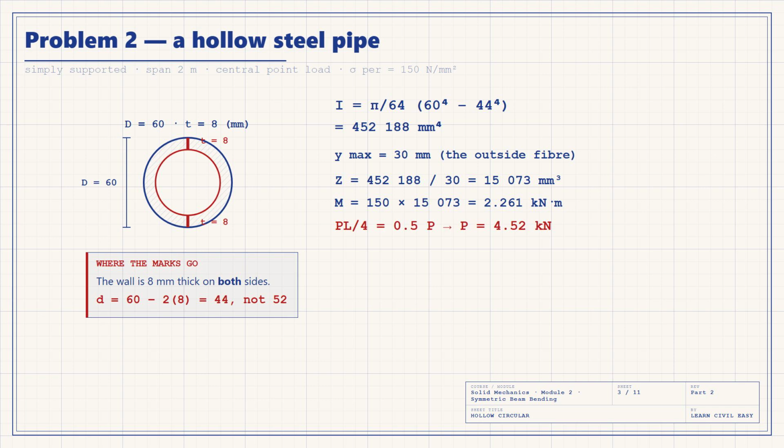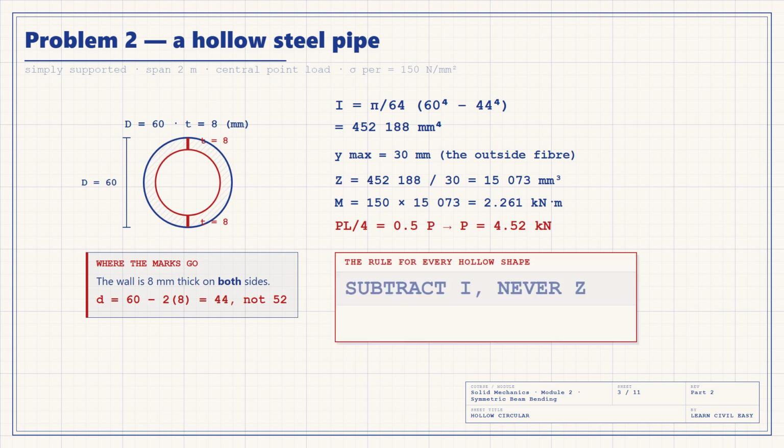Moment capacity is 150 times that, 2.261 kilonewton meters, and for a central point load, the maximum moment is PL over 4, which is 0.5 P. So P is 4.52 kilonewtons. Notice the pattern for any hollow shape. Work out the whole solid section, work out the whole subtract. Never subtract the section moduli. Subtract the second moments of area first and divide at the end.